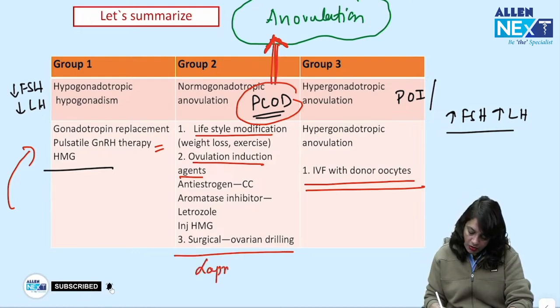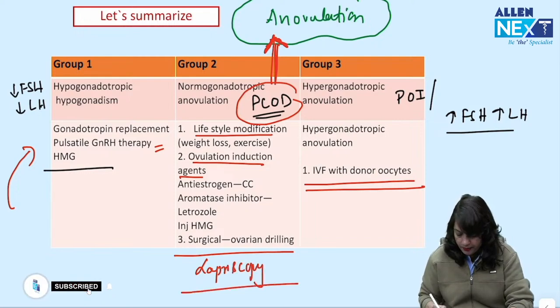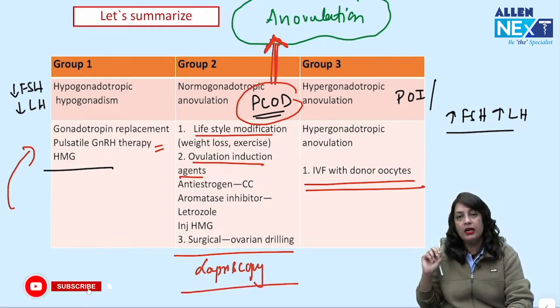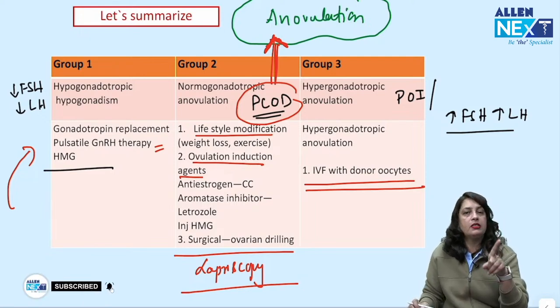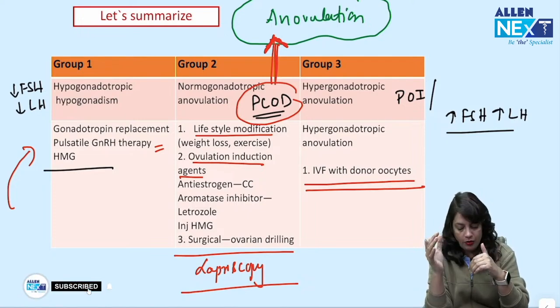If by chance you are working up a case of infertility and you are doing laparoscopy and you find there is polycystic ovaries, you can do ovarian drilling. Okay, but first answer is always a lifestyle modification. So three causes of anovulation.